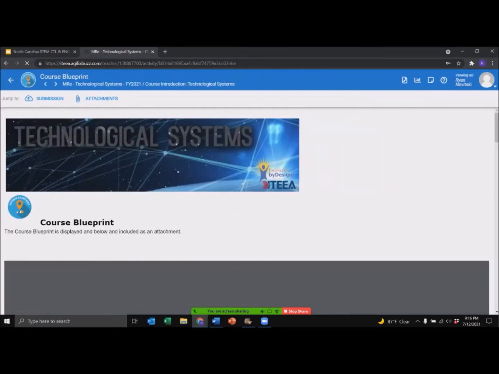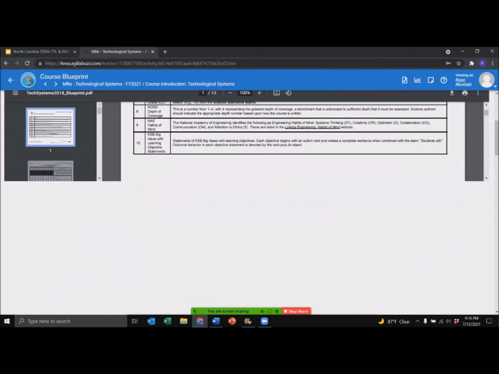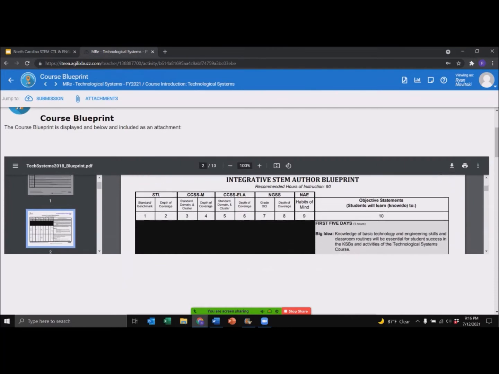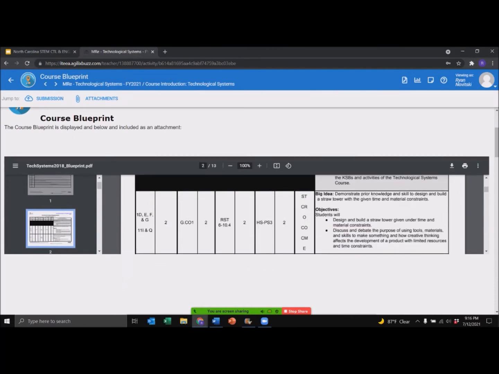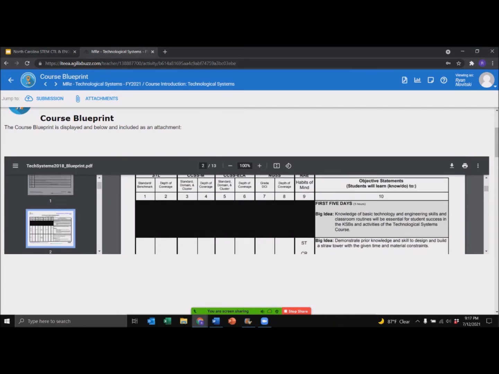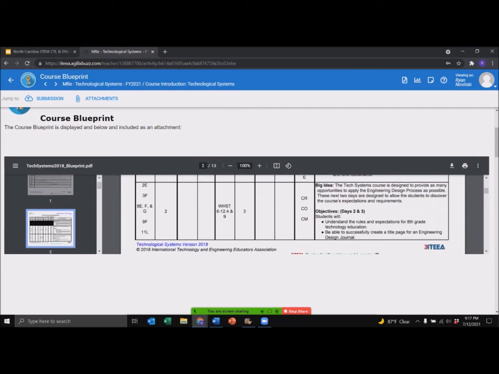Then it goes into our course blueprint, which says how much a particular standard is aligned within the course to what is being taught. For instance, standard 1, benchmark D. How heavily is it focused on, or what is the depth of coverage? It says 2, so that means out of 4. It's focused a little bit, but not too much in depth on the individual benchmark within that standard.